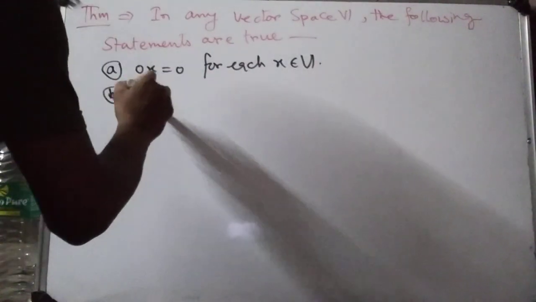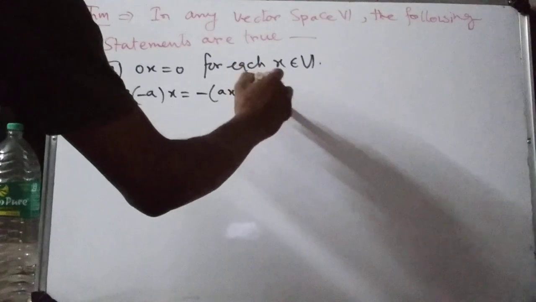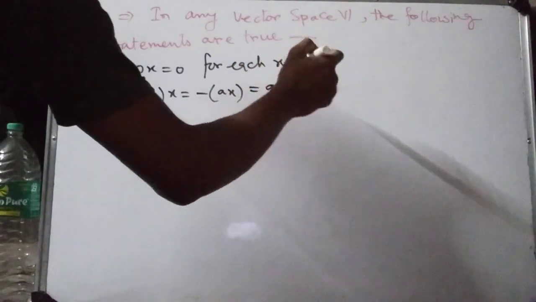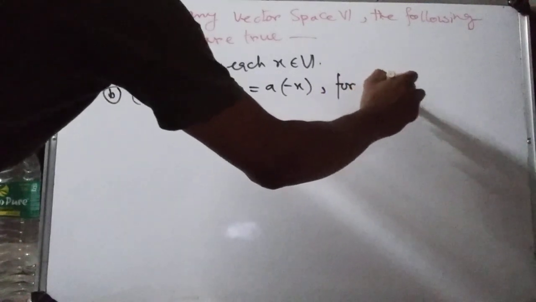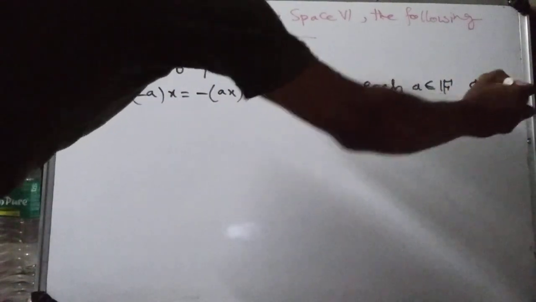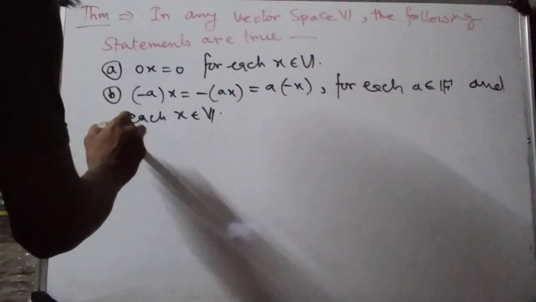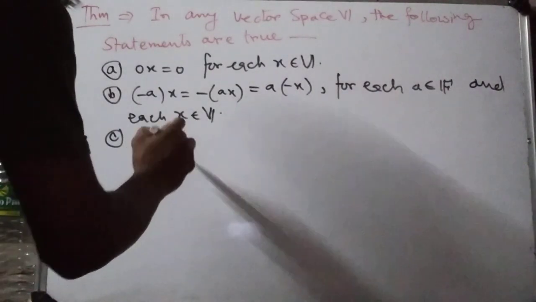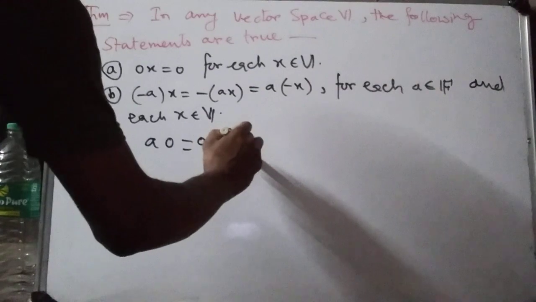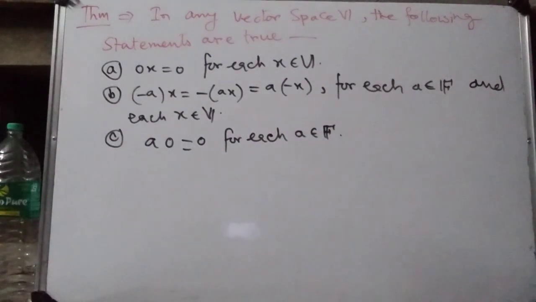B: minus ax equals minus of ax, equals a into minus of x, for each a in the field and each x belongs to V. C: a0 equals 0 for each a in the field. So we discuss these topics now.